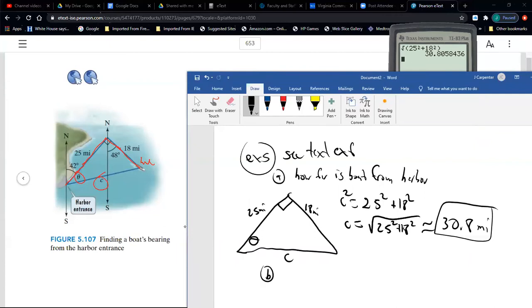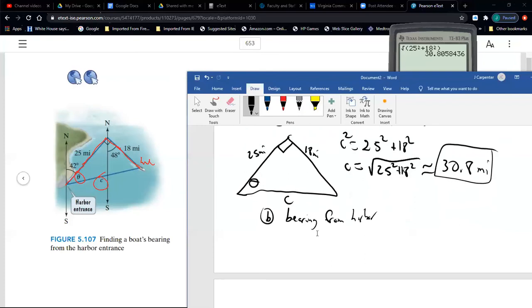For part B, they wanted to know what was the bearing from the harbor. Now I drew this as a flat. It was a little crooked over here. Don't worry about that. This is good enough for government work, just not drawn to scale. Well, here's our angle. We have the 3 different lengths here, but we approximated C, so I would try not to use C. So I would say it's probably a good idea to use tangent again.